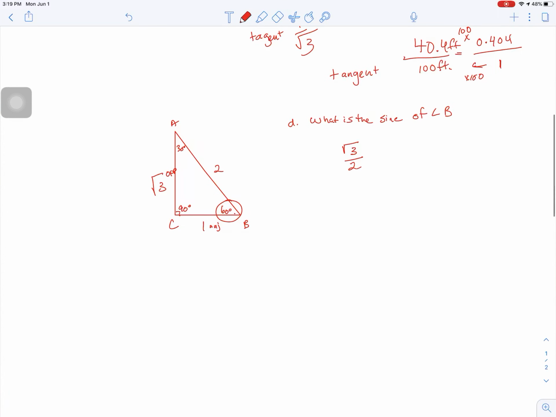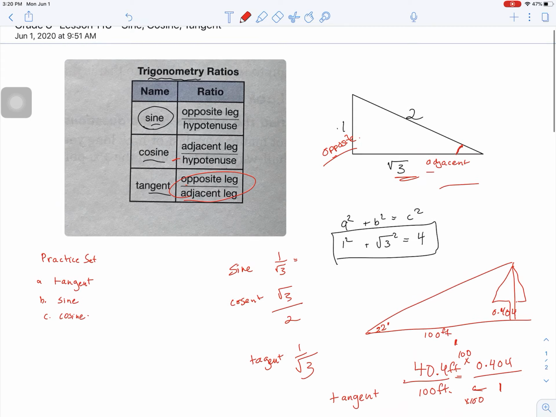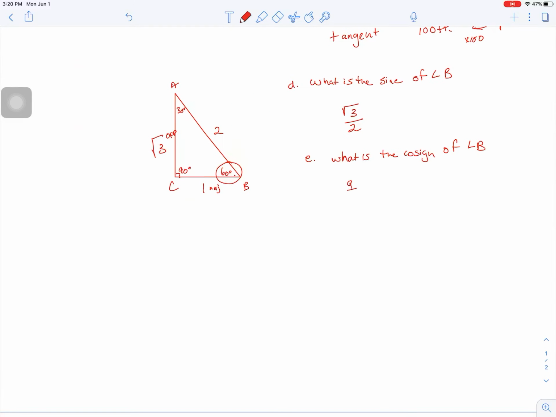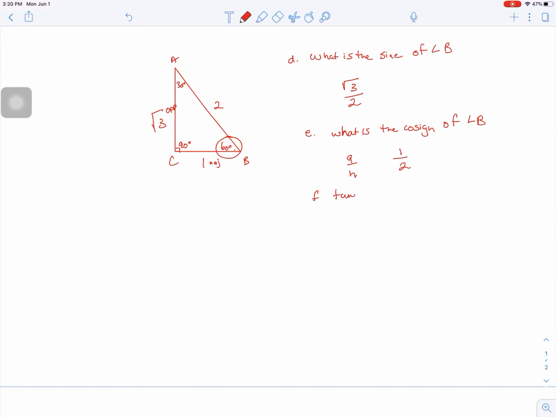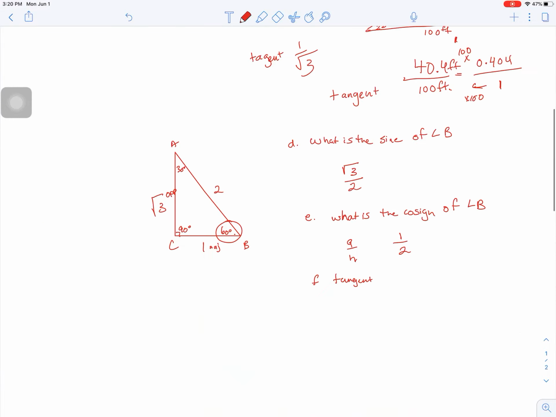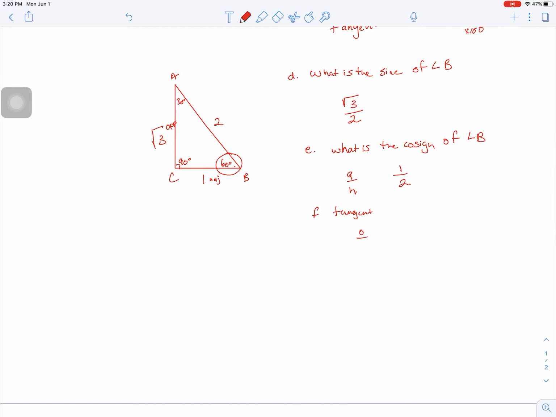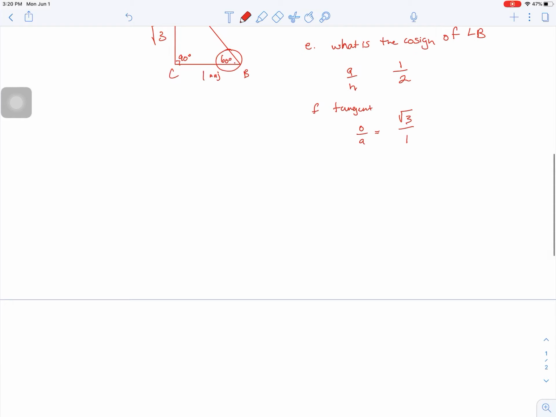Okay? Let's go to E. E says, what is the cosine of angle B? So again, we go to cosine. What is cosine? That's adjacent over hypotenuse. So 1 over 2. All right, and then the tangent is number F. Going back into our memory, our tangent is opposite over adjacent, which would be the square root of 3 over 1. All right, so for G, H, and I, you're going to use your calculator.